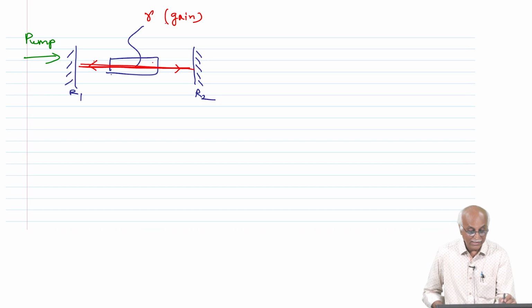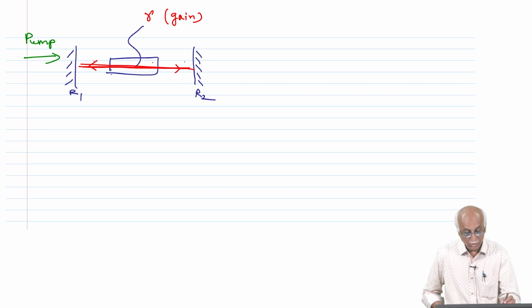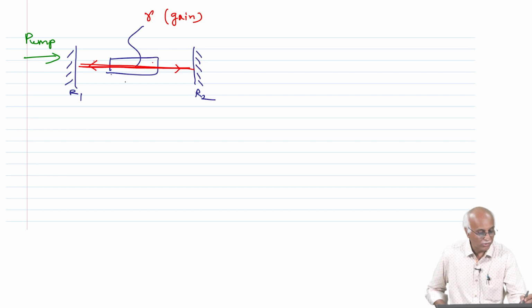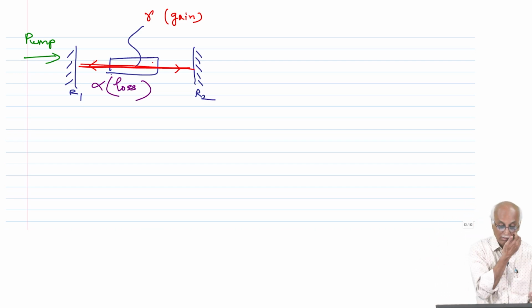And there is again gamma, and there is a loss as well. The loss is due to some absorption, some scattering within this cavity, etc. So, let us say the losses are represented by alpha. Alpha is the loss within the cavity.